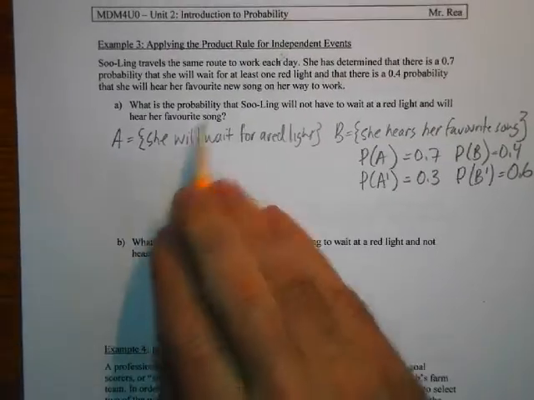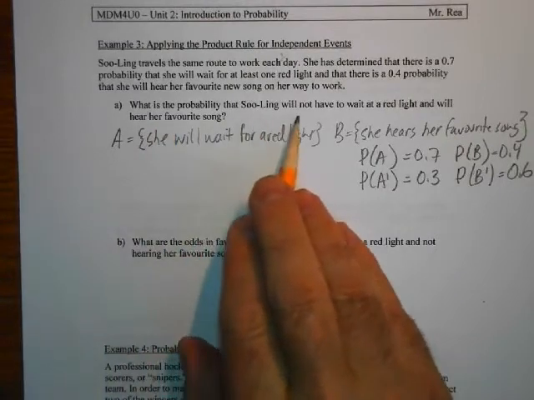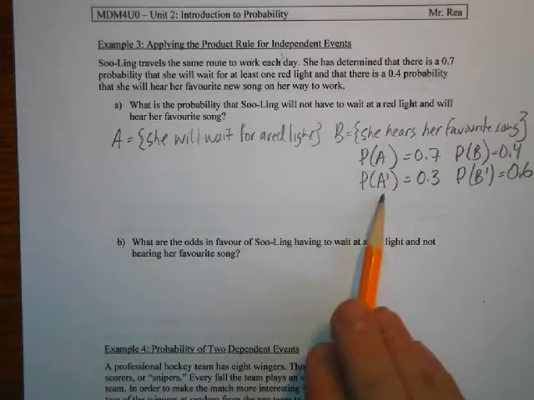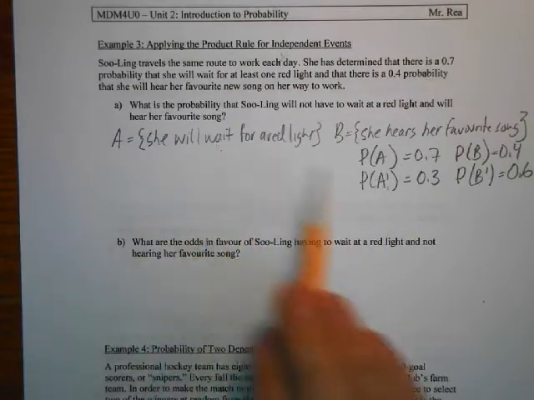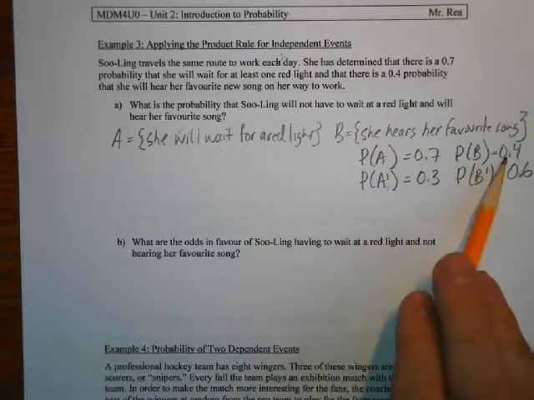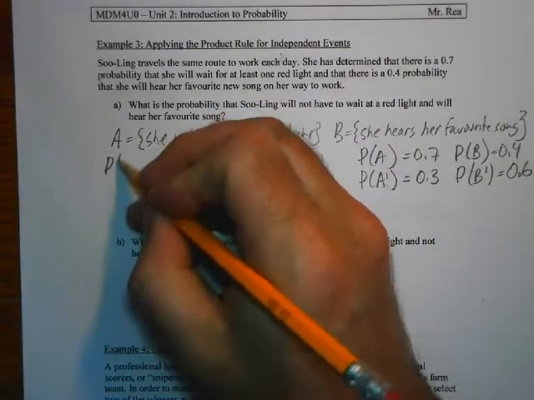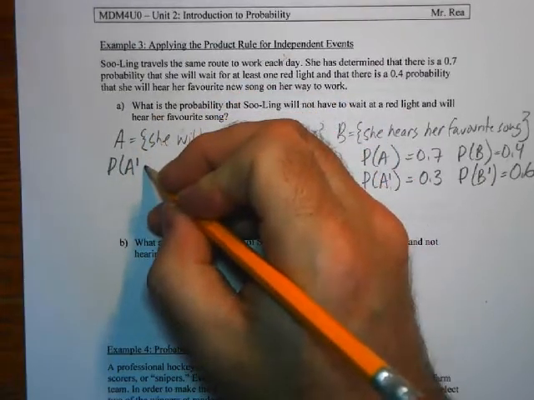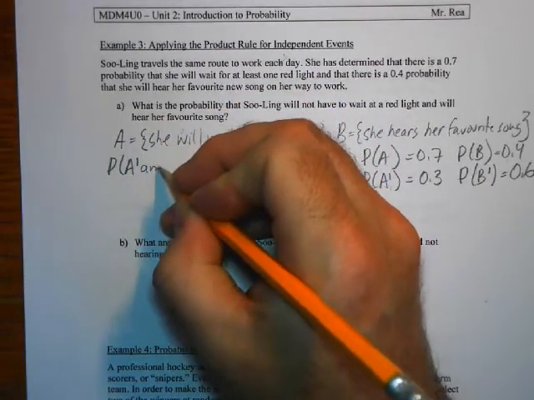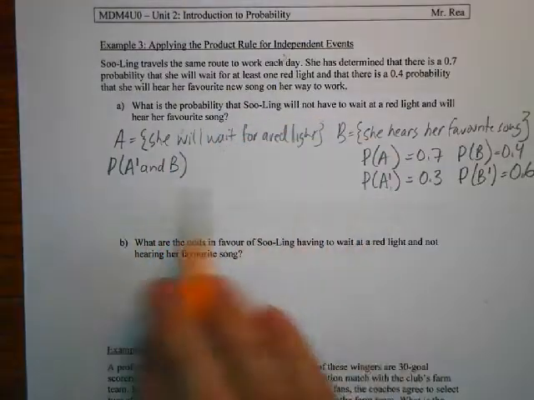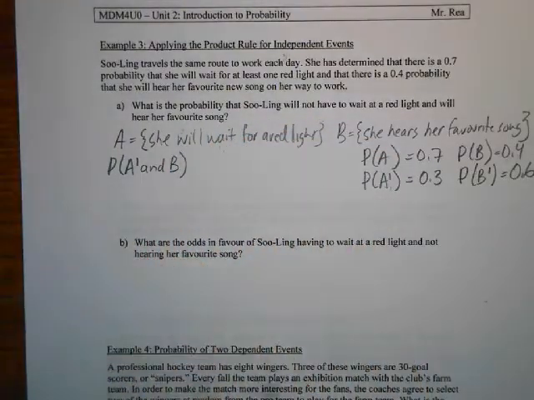Okay, so back to the question. What's the probability that Su Ling will not have to wait at a red light? So that's A prime. And we'll hear her favorite song. That event is B. So I'm looking for the probability of A prime, or A complement, and B. I had to make sure we got the right event here, so we use the right probability.